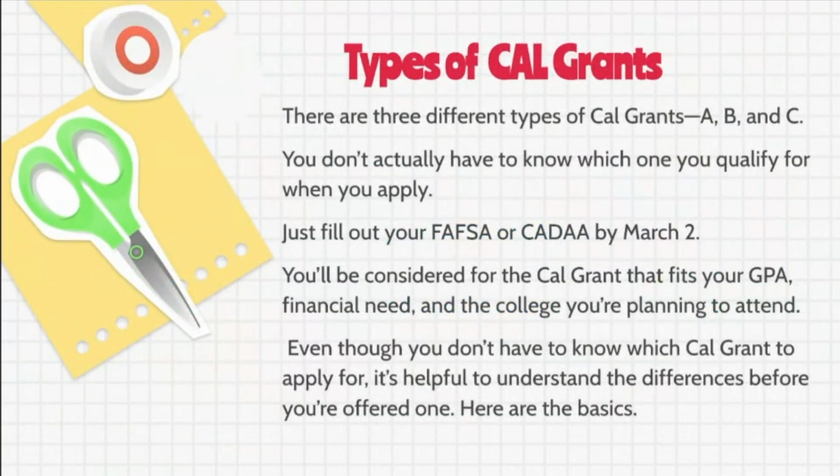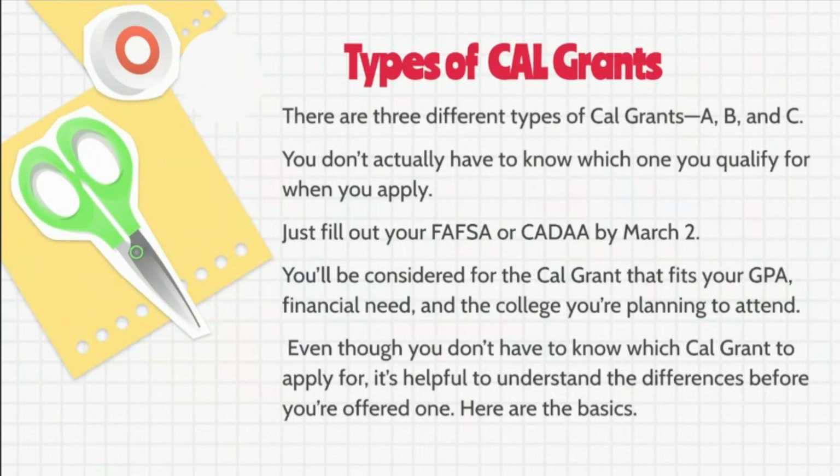All right, so there are 3 different types of Cal Grant. There is Cal Grant A, Cal Grant B, and Cal Grant C. You don't actually have to know which one you qualify for. This is something that CSAC, the California Student Aid Commission, will determine. All you have to do is fill out your FAFSA and or your CADAA by March 2nd, and you'll be considered for the Cal Grant that fits your GPA, your financial need, and the college that you're planning to attend. Even though you don't know which Cal Grant you're going to be applying for, it's still helpful to understand the differences before you're offered one, okay?